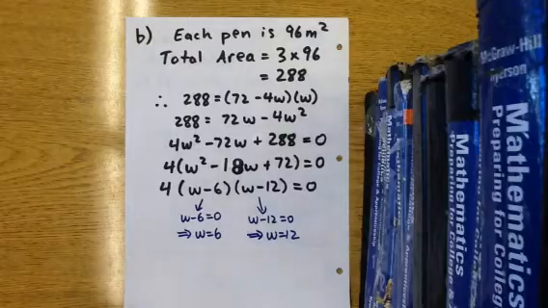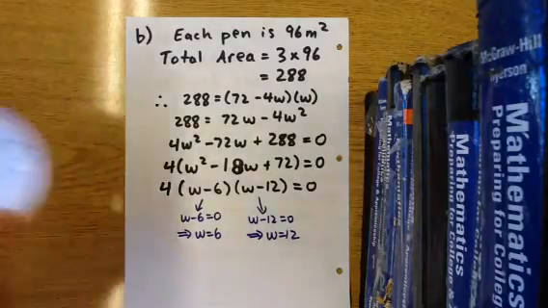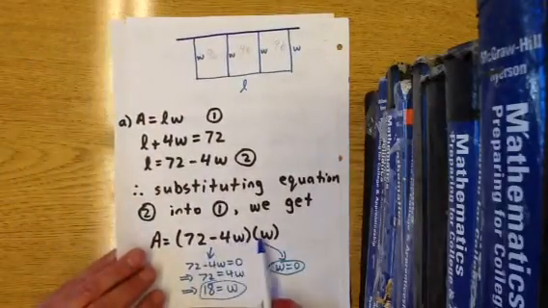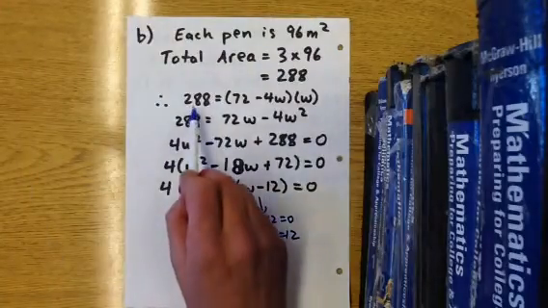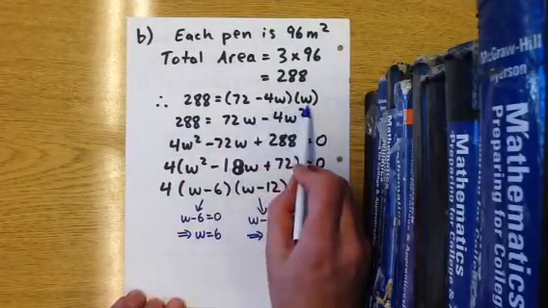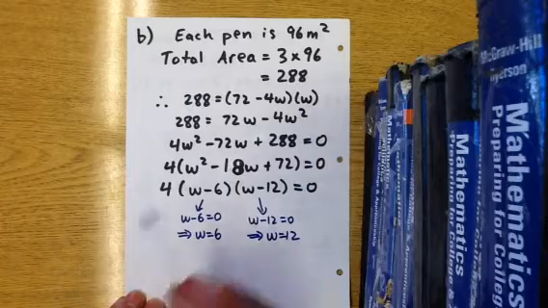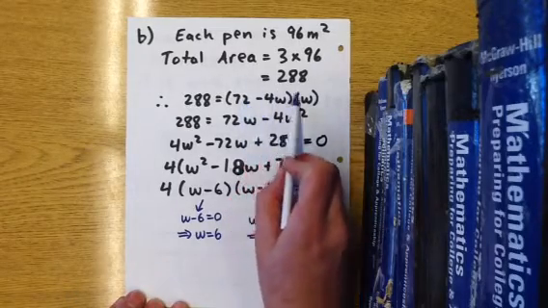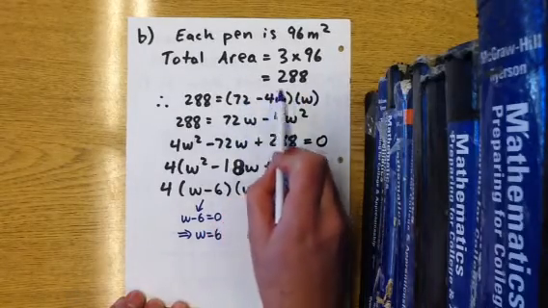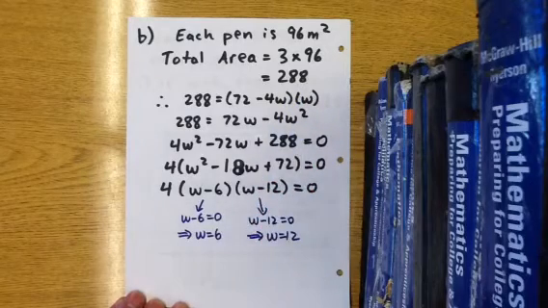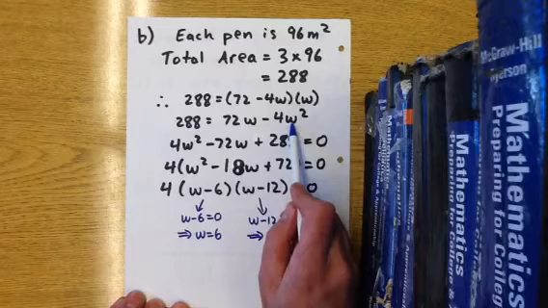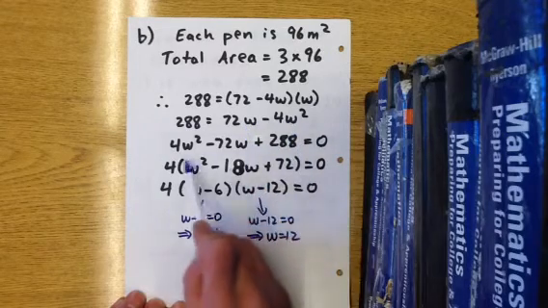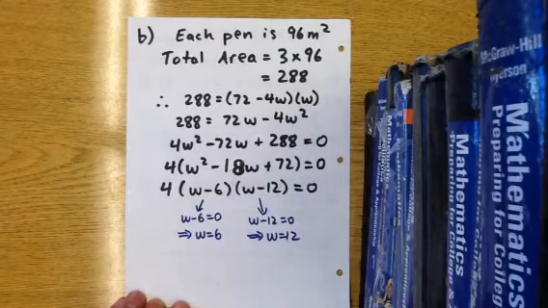Well, go back a while ago. Remember what our area formula is. 72 minus 4W times W. So 288 is equal to 72 minus 4W times W. What we can then do is distribute. 72 times W is 72W. Negative 4W times W is negative 4W squared. We can then add 4W squared and subtract 72W from both sides, and we get this expression here. 4W squared minus 72W plus 288 equals 0.